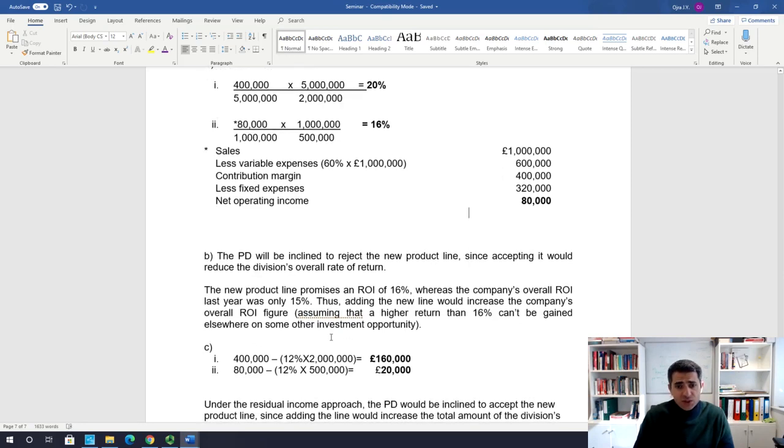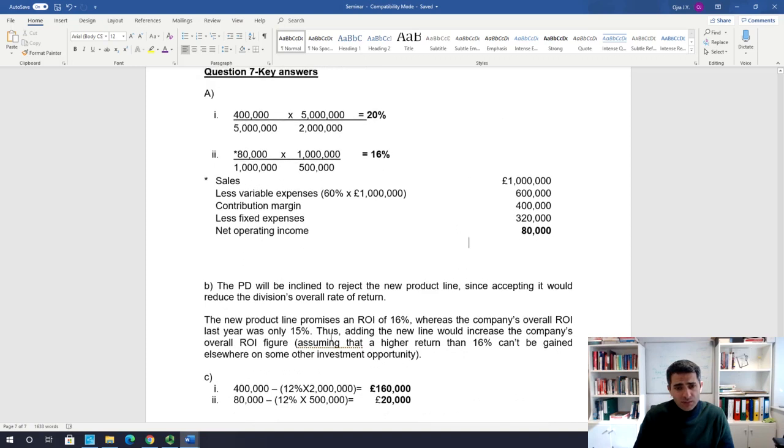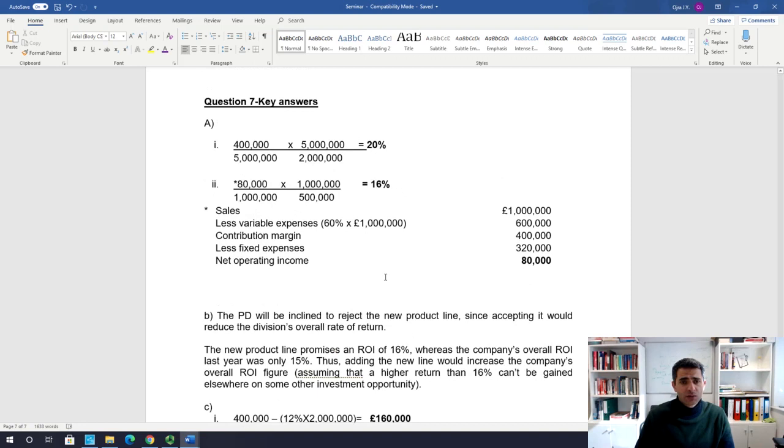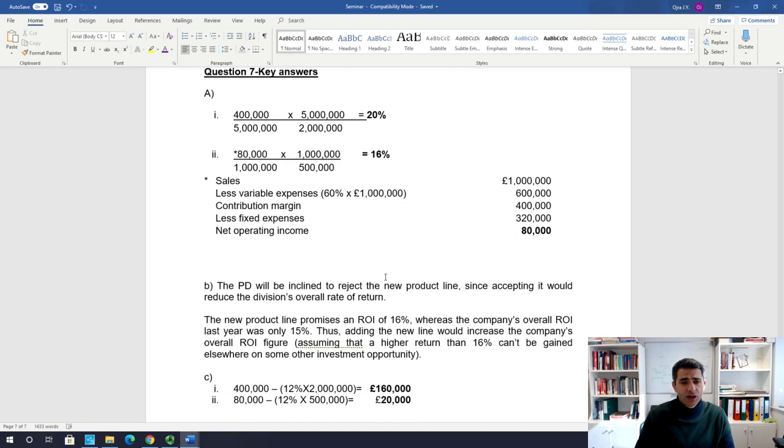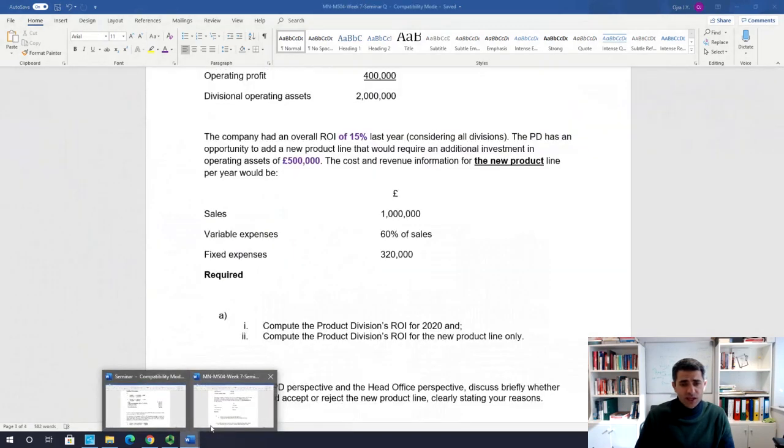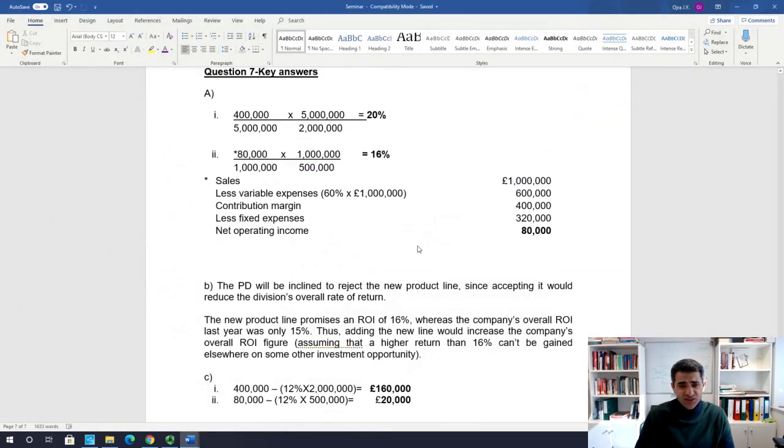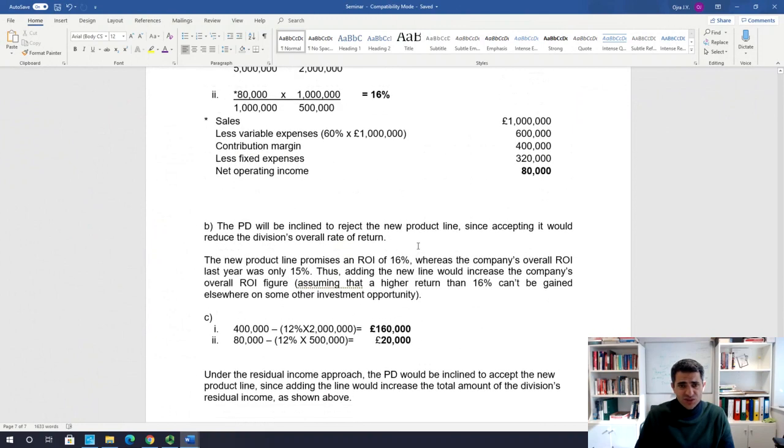Okay, so that's the way, guys, you need to comment, and that's the way you need to compare the results. That's what to do with ROI. Now the same stuff we will calculate based on residual income. The figures are ready, guys. So you just need to know the formula, isn't it?